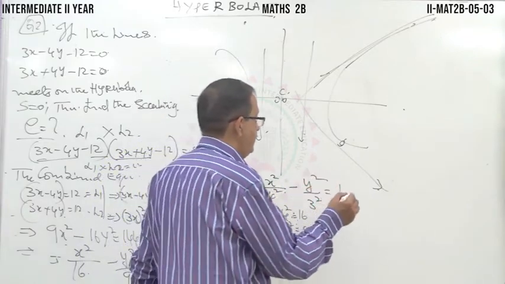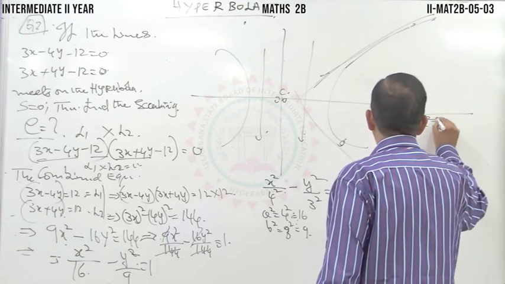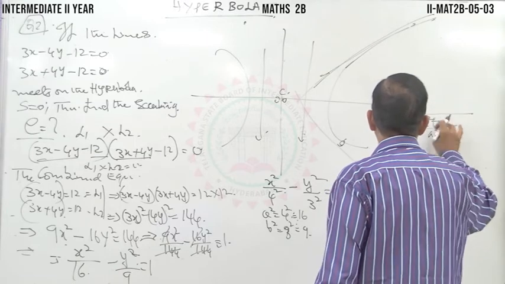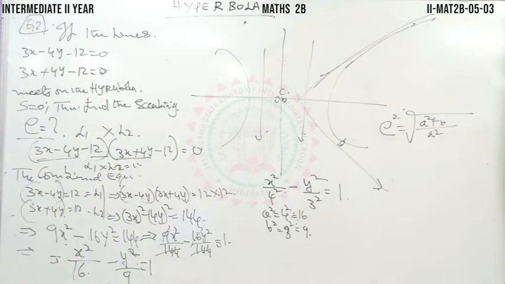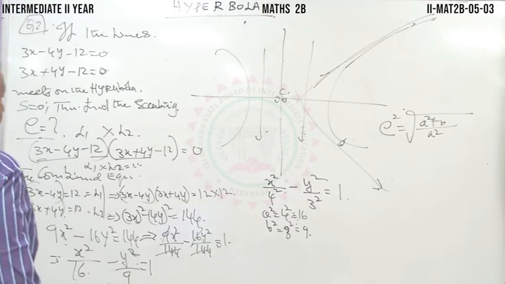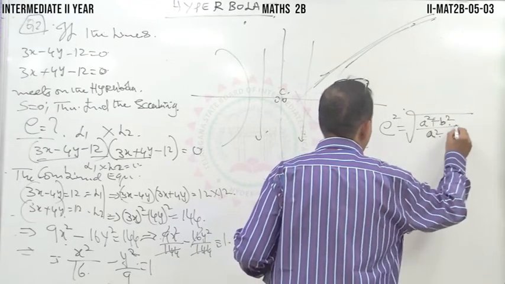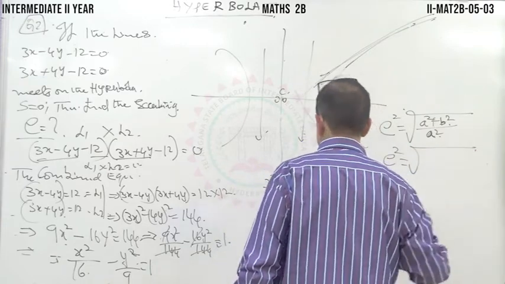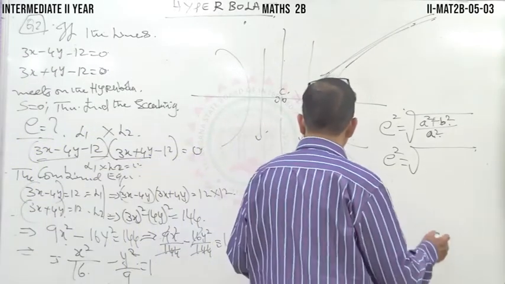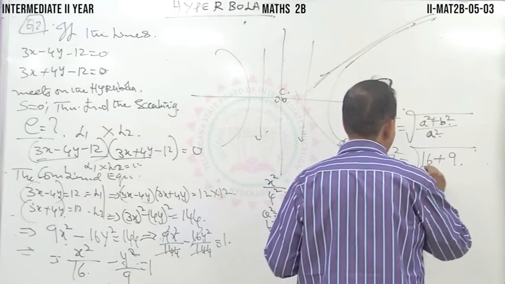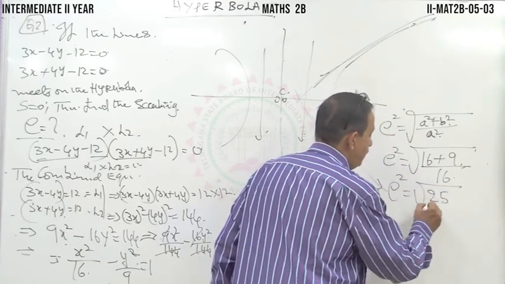So the eccentricity, we all know, is equal to the square root of a square plus b square by a square. We have derived the equation. Now eccentricity e square is equal to a square plus b square by a square, as I have shown in some questions in the previous part. A square value is 16, b square value is 9, so e square is 25 divided by 16.